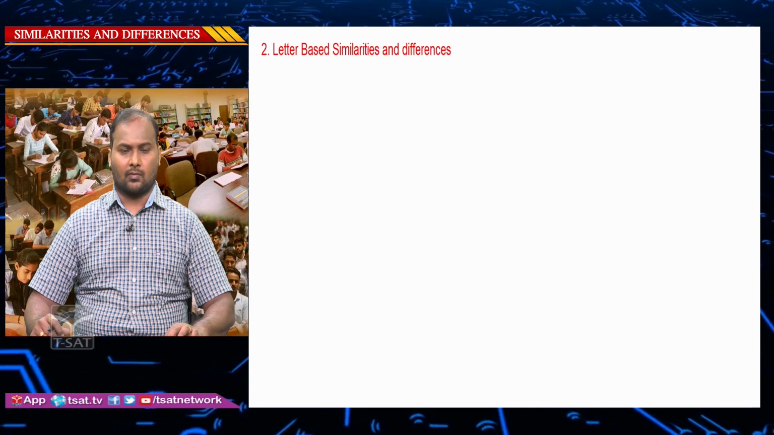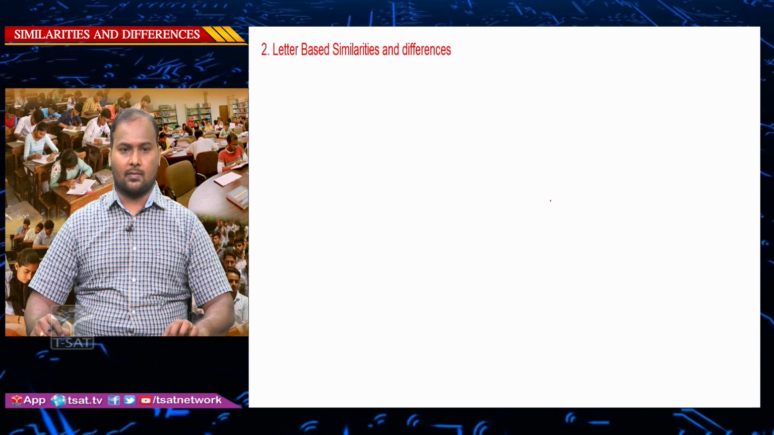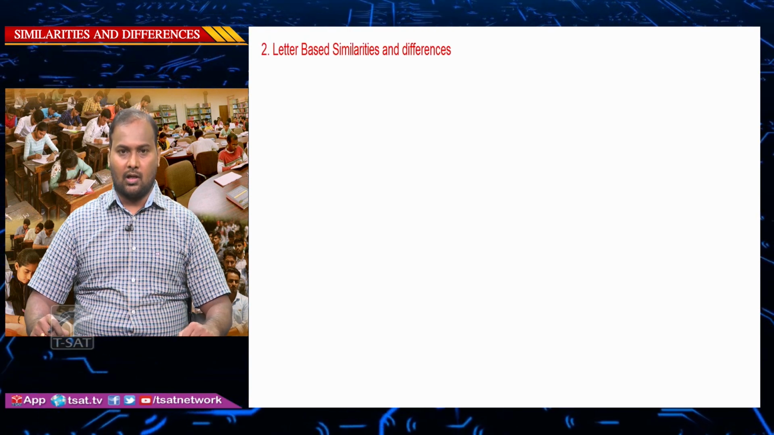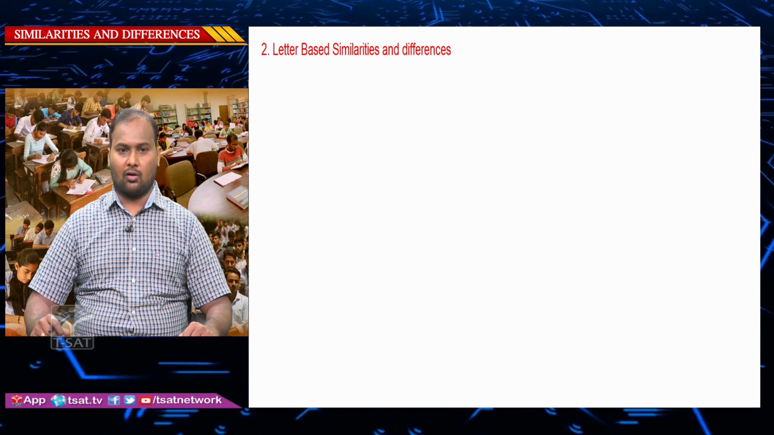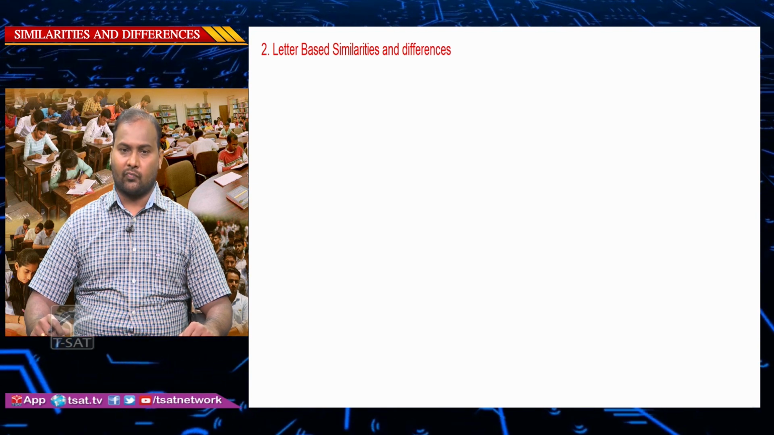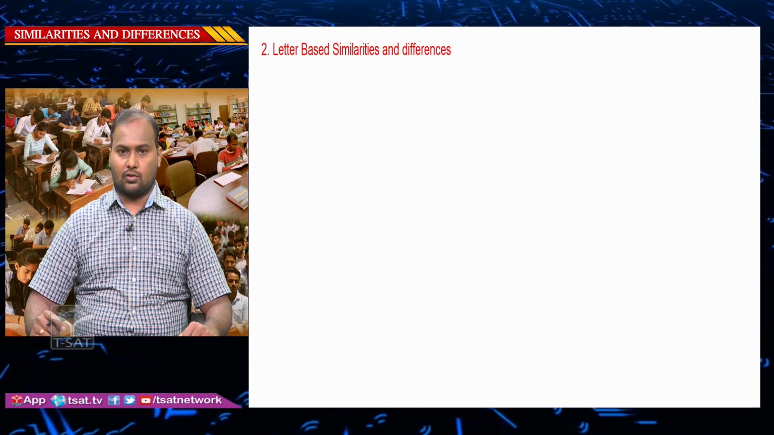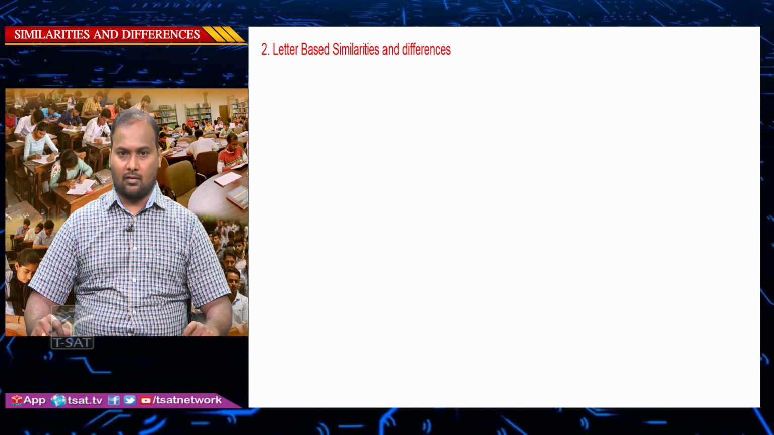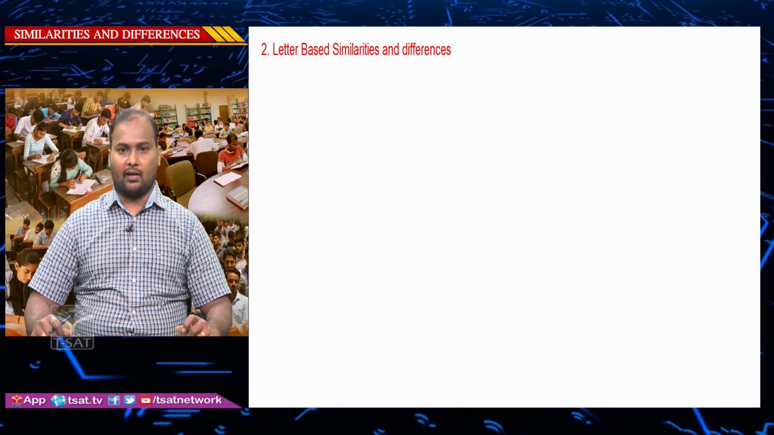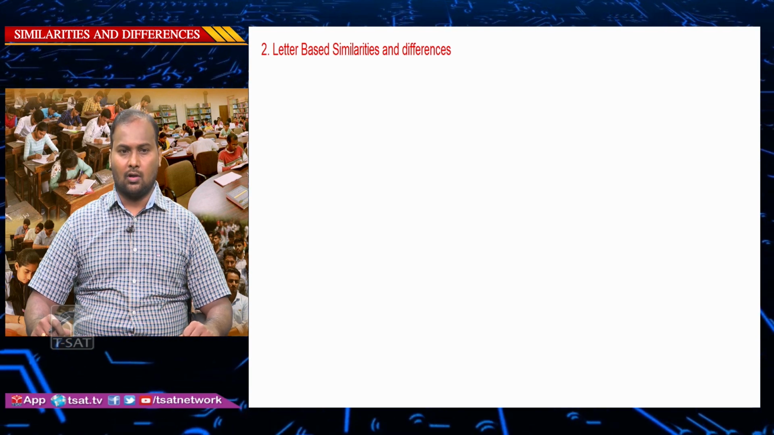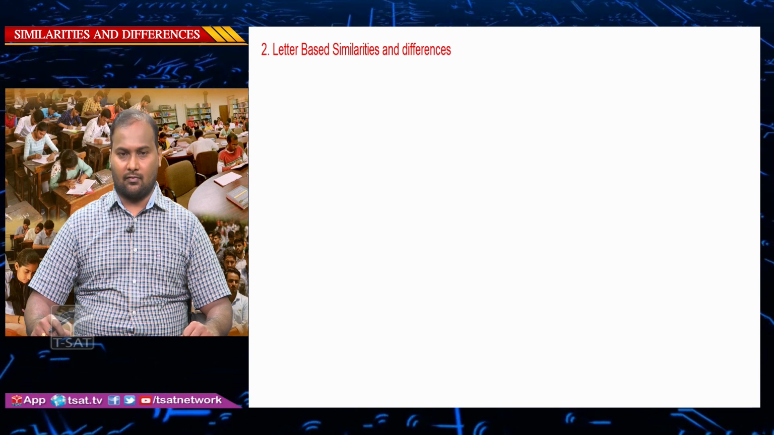In similarities and differences, I already said that he will give three options that are similar in nature, followed by one option that is completely different. The student should logically see the similarity of the three options, and he has to pick the different one. Now, the letter based similarities and differences.